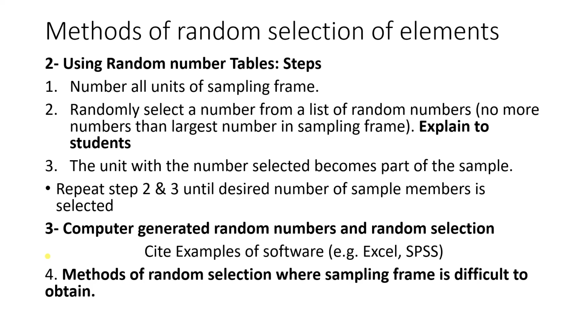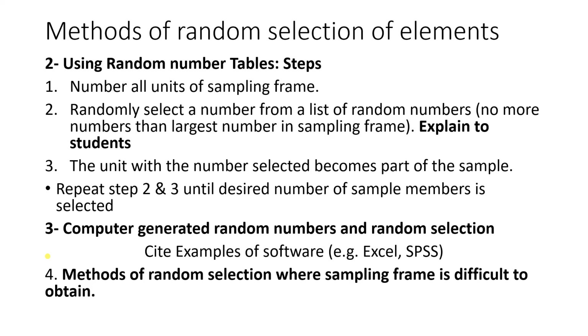Similar to the first method, the first step is that we have to number all the units of the population or the sampling frame that we have chosen. Then we use a big register or book, you can say, in which random numbers are written in different rows and columns. If you have not seen it, I am describing it. We will open any one page of that book, and then select any one number from that random number table. And these random numbers are several-digit numbers.